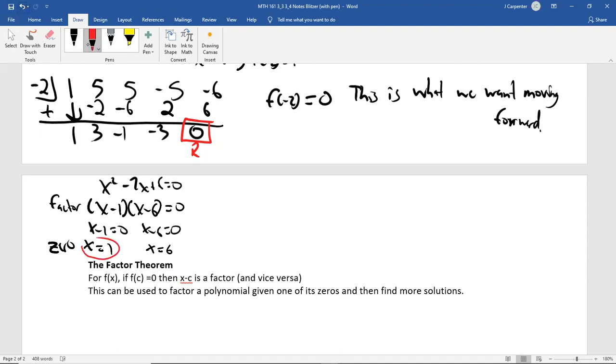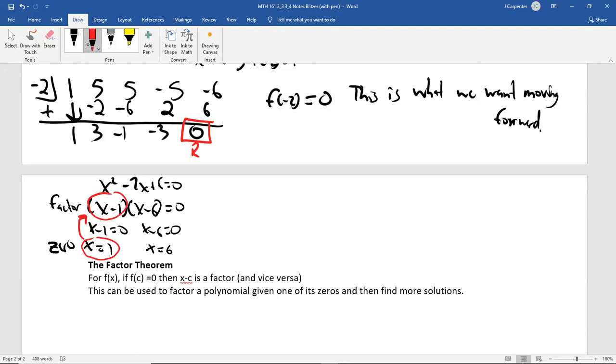If x equals 1 is a 0, you can actually go backwards if you know that and say that x minus 1 is a factor. That's all this really says. For a function, if you plug in a number and it spits out 0, then that means x minus that number is a factor. So just change the sign. In other words, if 2 is a 0, x minus 2 is a factor. If negative 2 is a 0, x plus 2 is a factor. It's a two-way street.